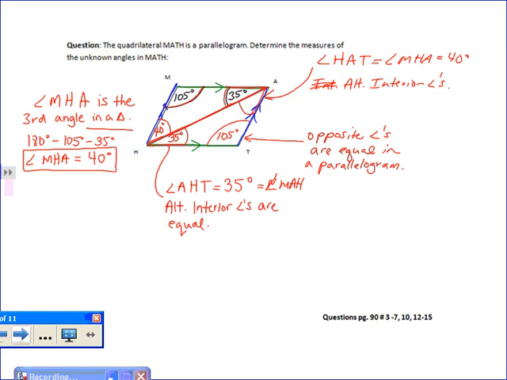I've solved for all my angles inside my quadrilateral, inside my parallelogram. And so we can use all of these different relationships between parallel lines, angle relationships between parallel lines, as well as the relationship between angles in a parallelogram to solve for questions that are similar in nature to this one.